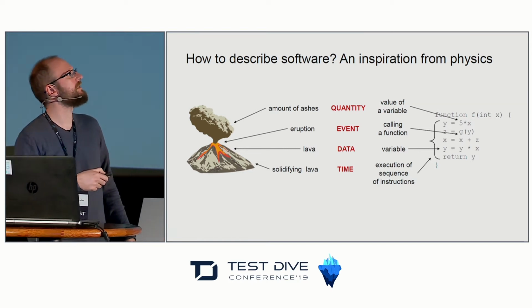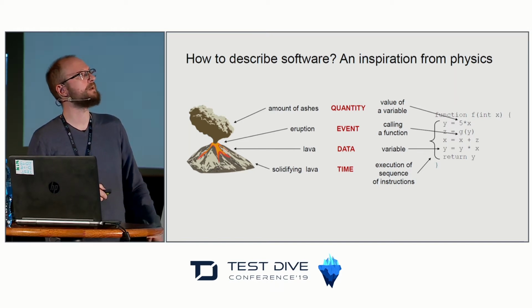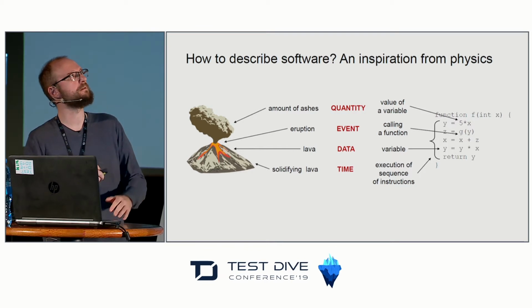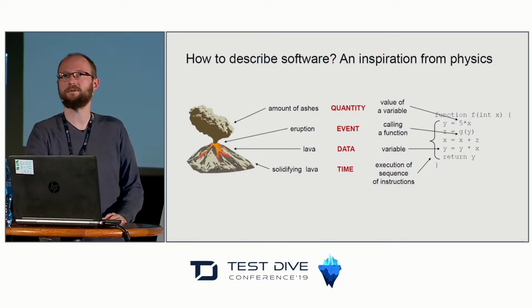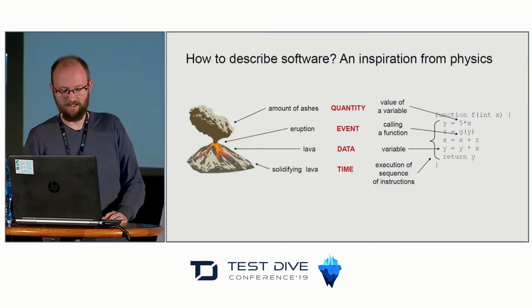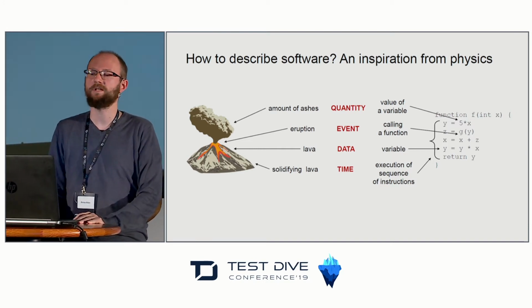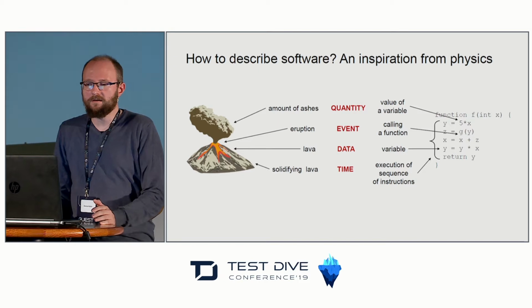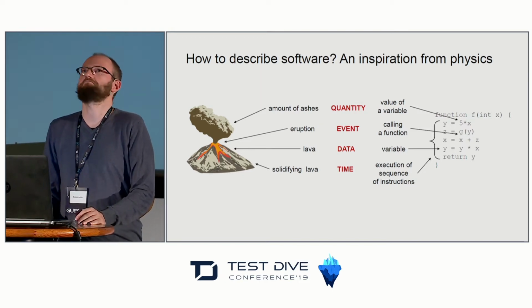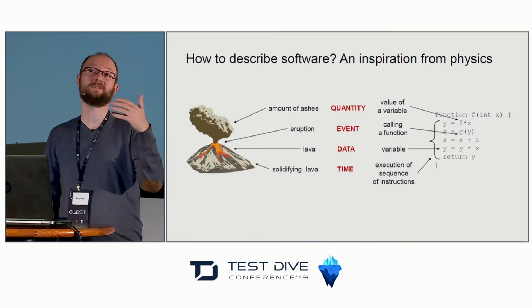We have some data, which are, for example, variables here in this example. And we have time, which can be understood as the sequence of executing these instructions. So these are four basic, let's call them dimensions, that enable us to describe practically any kind of software on any level of abstraction we want.